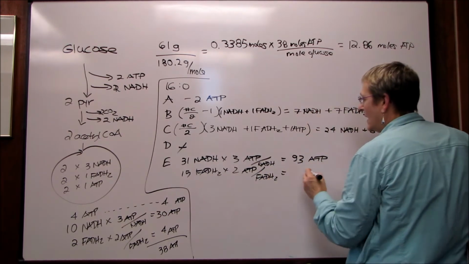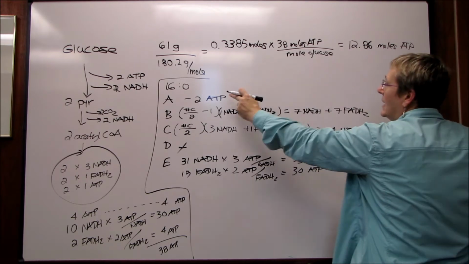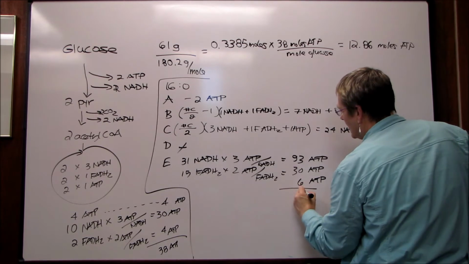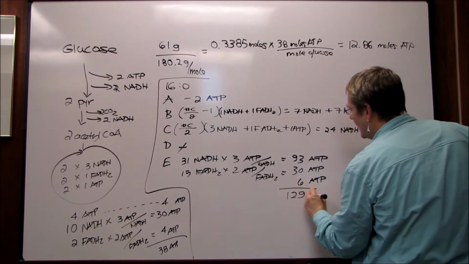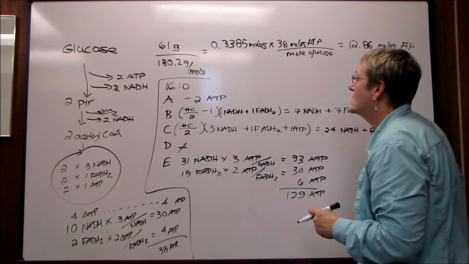So I am going to get 30 ATP out here. And I had 8 minus 2, so I'm going to add 6 ATP on there. So that gives me 129 ATP, or moles of ATP per mole of 16:0.